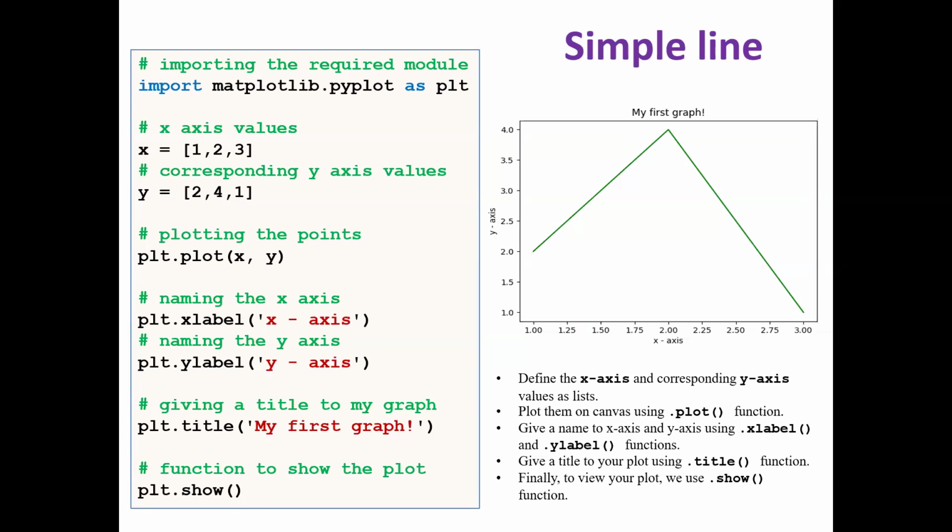So let's wait for a few seconds if there is any question. Also, the description is given on the right side. We define the X and Y axis values as listed, X is 1, 2, 3, Y is 2, 4, 1. Then we plot them on a canvas using the plot function, which we can see in our plotting there. Right here, hopefully everybody can see the cursor. Then we name our X and Y axis. Then we name the title. Finally, to view your plot, we use the show function.